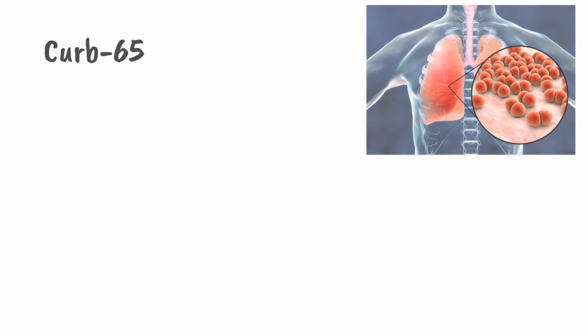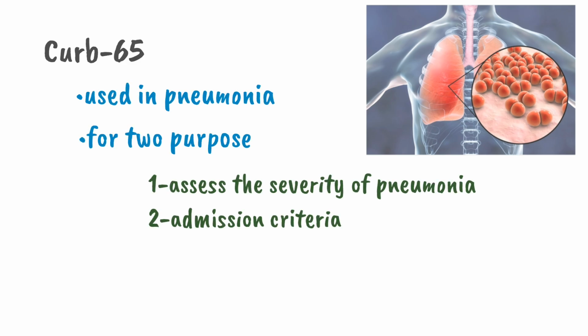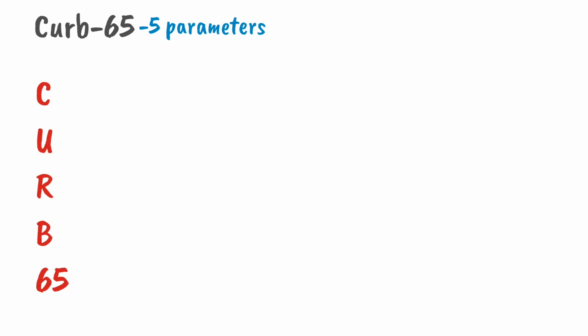The CURB-65 criteria is used in pneumonia for two purposes: to assess the severity of pneumonia and admission criteria in pneumonia. So for these two purposes, we use the CURB-65 criteria. How do we measure the CURB-65 criteria? The CURB-65 criteria consists of 5 parameters. As the name indicates, CURB-65, each parameter has 1 point.